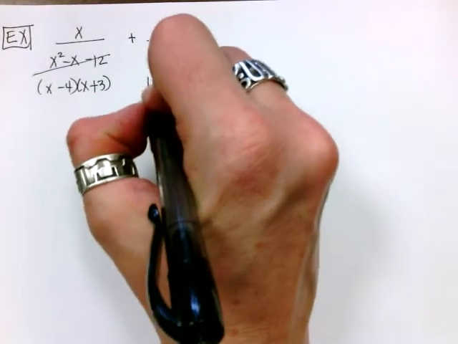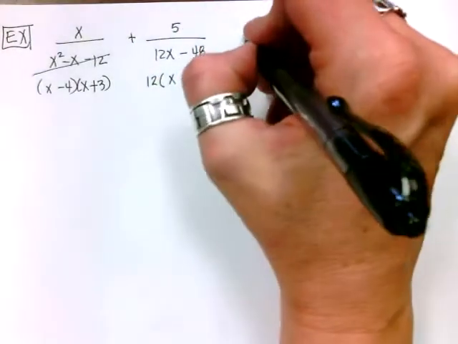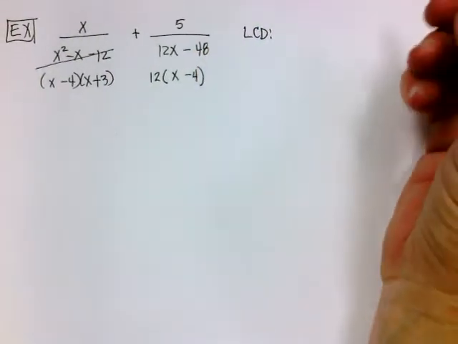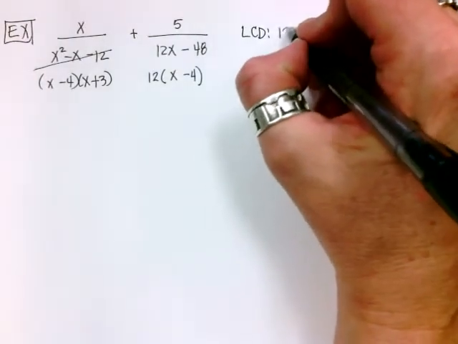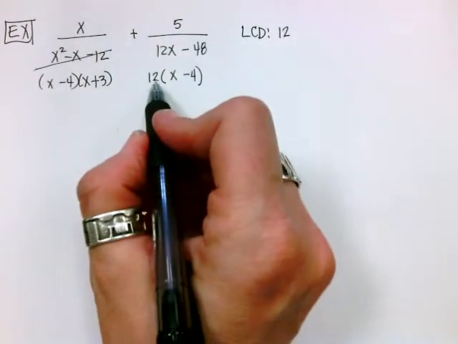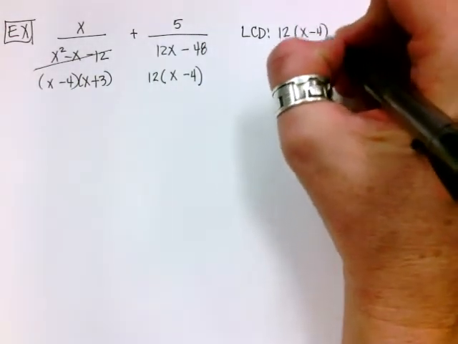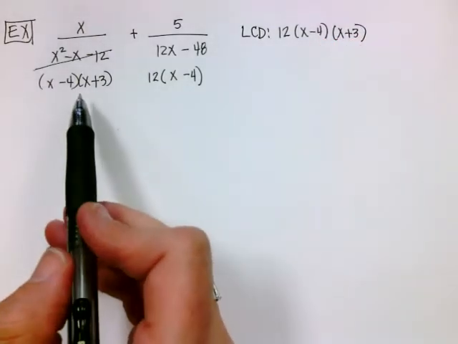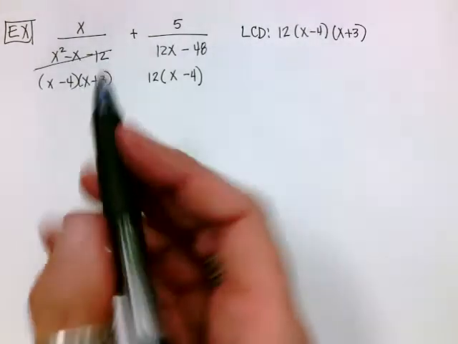This one, they both have a 12 in common, and I'm going to get x minus 4. And then off to the side, I write my lowest common denominator, my lowest common multiple. My unique factors are 12, and since there's no other numbers to manage, I'm just going to write the 12, and then I have an x minus 4, and I have an x plus 3. So if you'll notice, my first fraction has the x minus 4 and the x plus 3. It's just missing the 12.